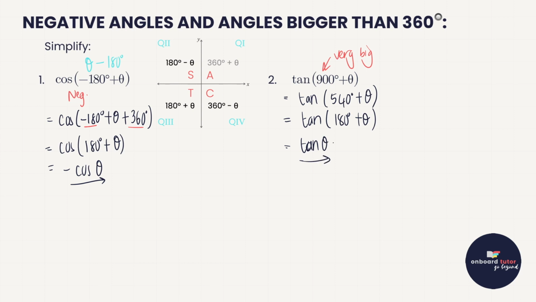Okay, so if ever you are given a negative angle or a very big angle, remember that you can add 360 or subtract 360, and technically, because you've gone in a full circle, you have not changed the question at all.